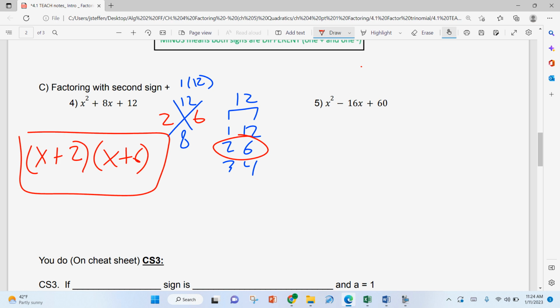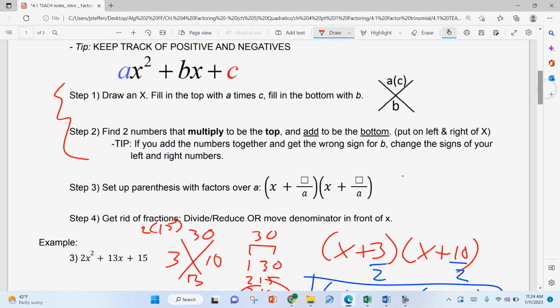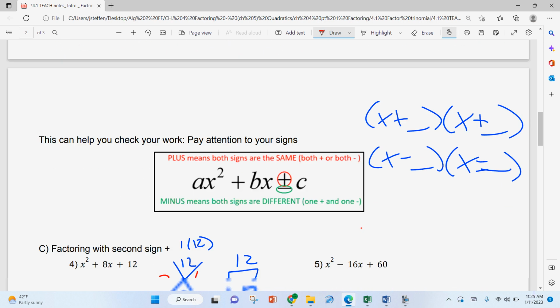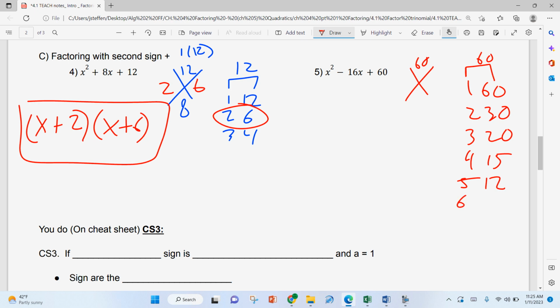Number 5. Now pay attention to number 5. Even if you're good at this, I want to show you a little thing that you have to pay attention to with number 5. It's actually the little tip that I put up here with Step 2: if you get the wrong sign for b, change your signs. So I have 1 times 60 goes in the numerator, so I'm looking for factors of 60. 1 and 60, 2 and 30, 3 and 20, 4 and 15, 5 and 12, 6 and 10, I think.